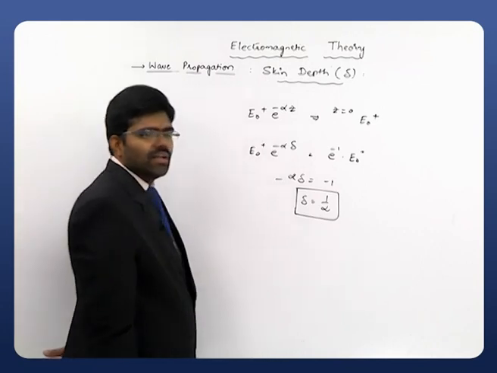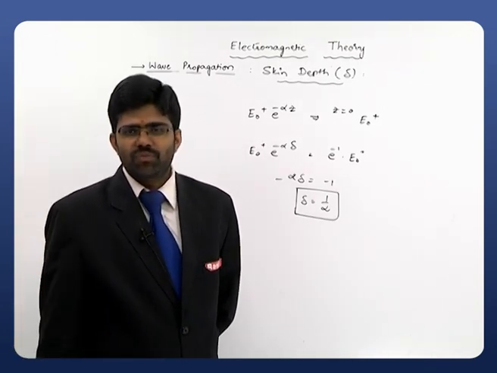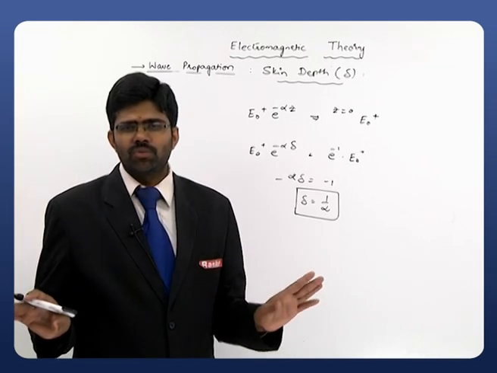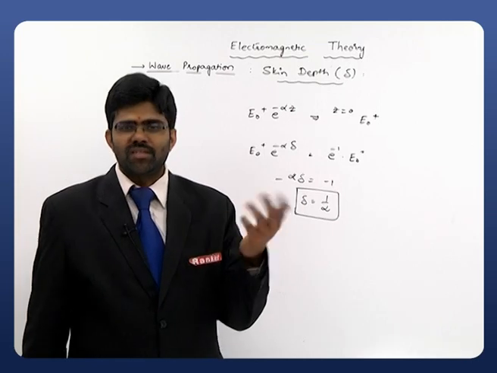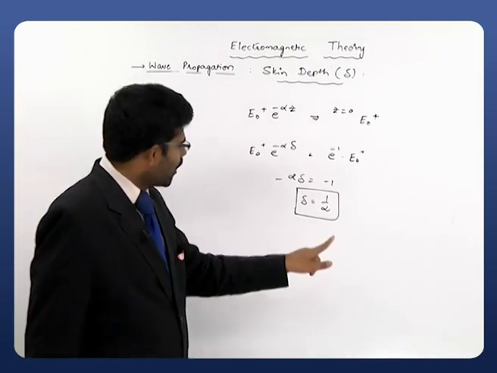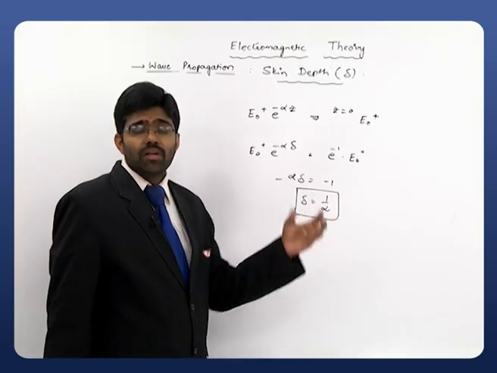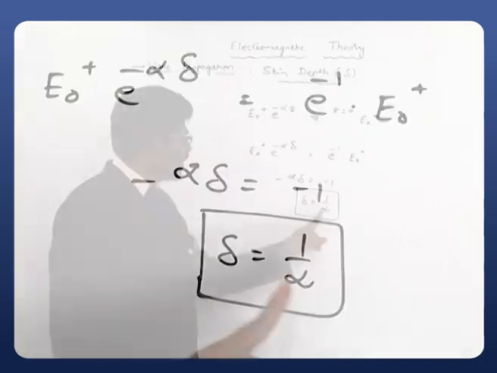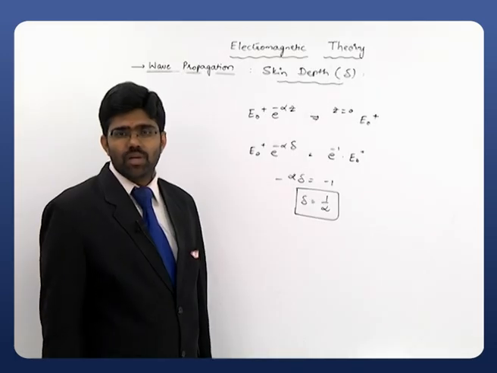So clearly, the skin depth for any material is inverse to the attenuation factor. In general, if the wave is traveling for more distance, very low attenuation is there. Observe here, for low attenuation, the skin depth is more; the wave can travel for more distance with less degradation. If alpha is high, if the attenuation is more, then delta is very less.